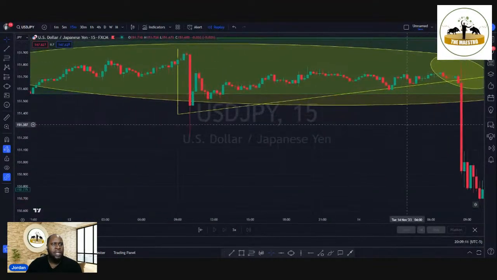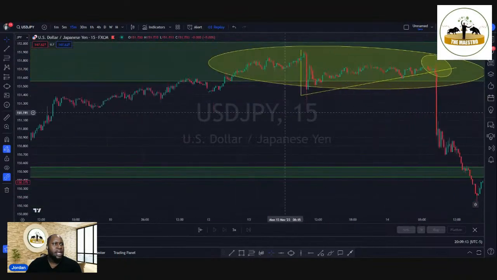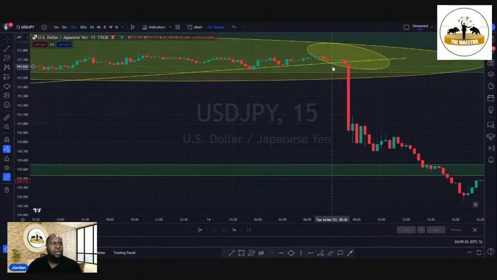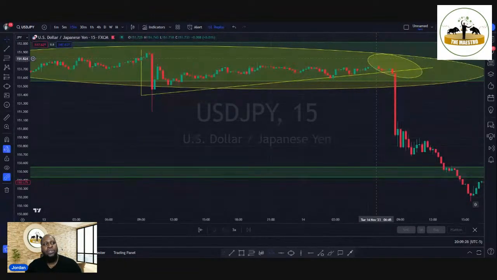On the 15 minute time frame, what I'm looking at is, again, clear market structure showing me a move to the downside, an impulsive move to the downside. I have a correction of that move. So obviously, usually I can enter one out of two places. It depends on the type of trader you are.